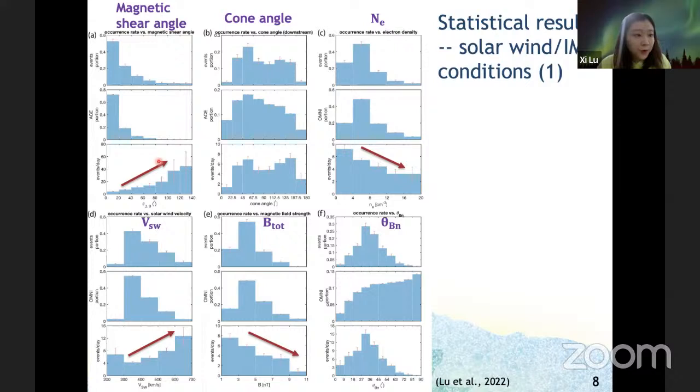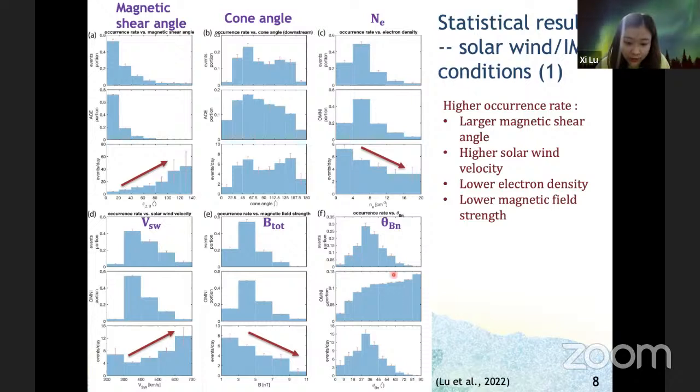And the left top plot shows that with the increase of the magnetic shear angle, the occurrence rate increases. The middle top plot is a cone angle distribution, and we could see there are two peaks in the occurrence rate. And this may be because most of our events are in the flank region. And plots C to E show the occurrence rate is higher for faster solar wind speed, lower solar wind density, and weaker magnetic field strength. The dependence of the occurrence on the density is due to faster solar wind having lower density.